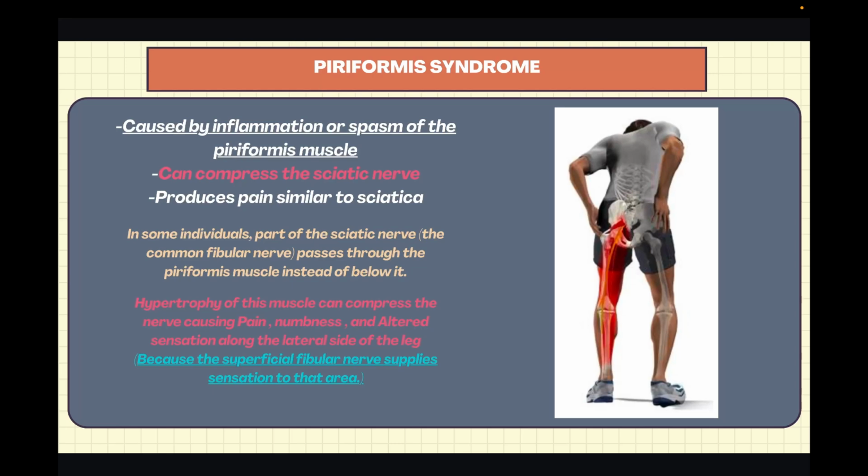In some individuals, part of the sciatic nerve, the common fibular nerve, passes through the piriformis muscle instead of below it. So, right, we said the sciatic nerve runs below. However, in some individuals, it's going to run right through it, piercing through the piriformis. And in these patients, once they have hypertrophy in this muscle, it's going to cause a lot of pain because you have the sciatic nerve running through it.